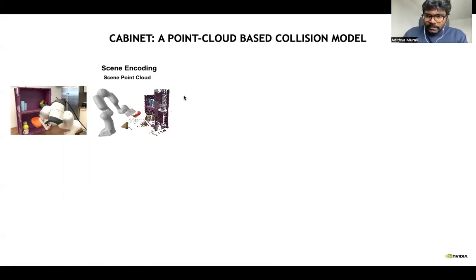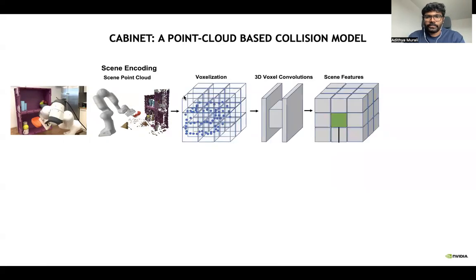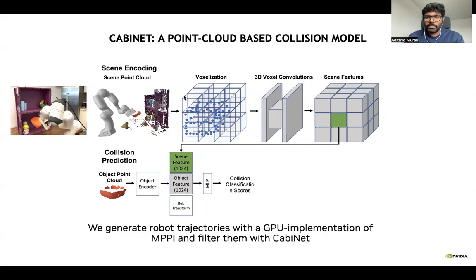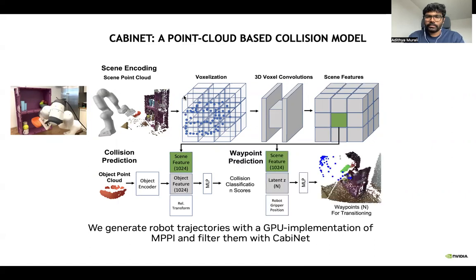So CabiNet takes in the partial point cloud observation of the scene, as shown on the top left. And the robot here is only shown for visualization, and it's segmented away from the point cloud. The point cloud is then encoded into an implicit representation with 3D convolutions. This representation of the scene can then be used to predict collisions between the scene and the object. We generate robot trajectories with MPPI and filter them based on CabiNet collision predictions. The model is also used to predict robot waypoints for transitioning in the rearrangement task.